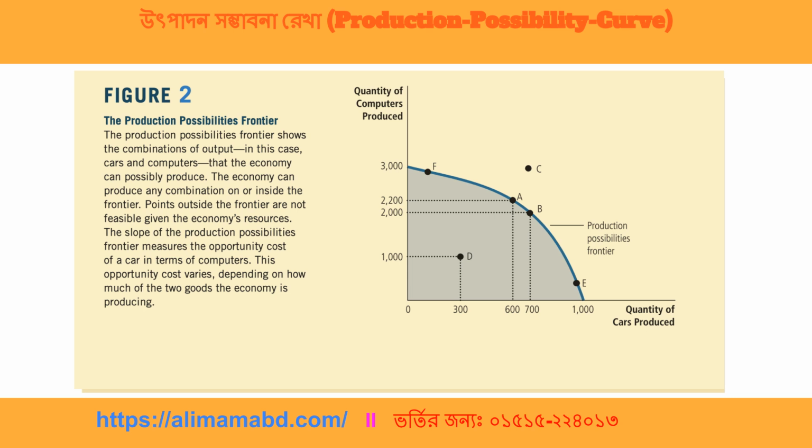This figure is the production possibilities frontier. It shows the combinations of cars and computers the economy can produce. Points outside the frontier are not feasible. The slope measures the opportunity cost of a car in terms of computers.